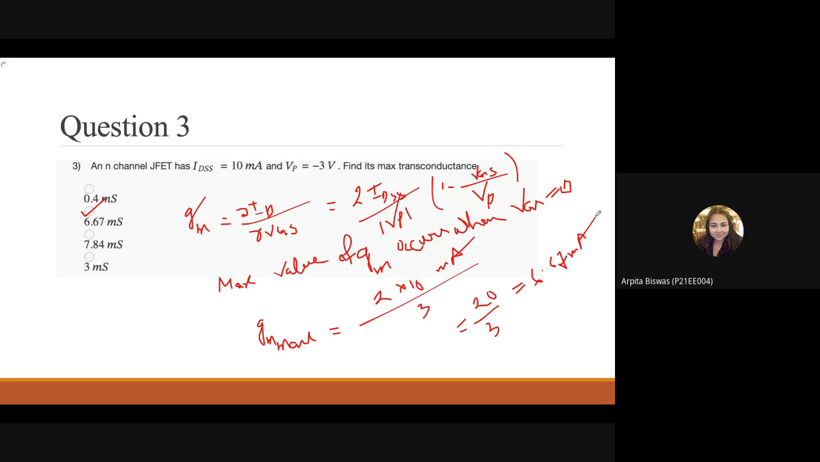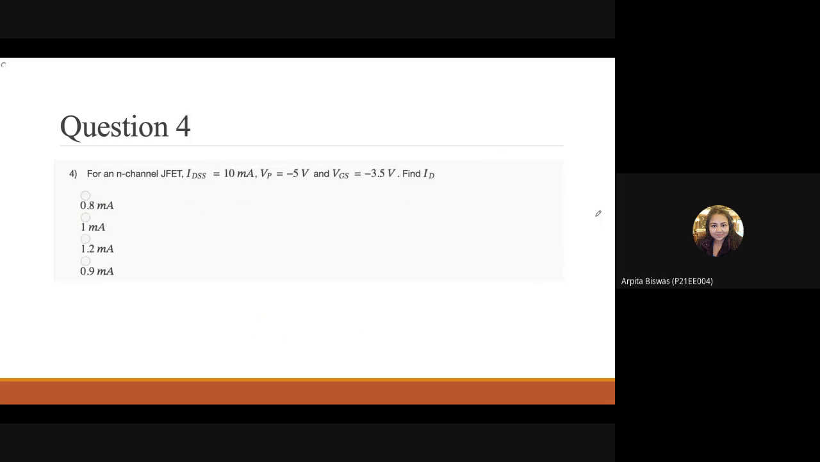So next we move toward question number 4. For an n-channel JFET, IDSS is equal to 10 milliamps, VP is minus 5, and VGS is minus 3.5. So find out the ID.